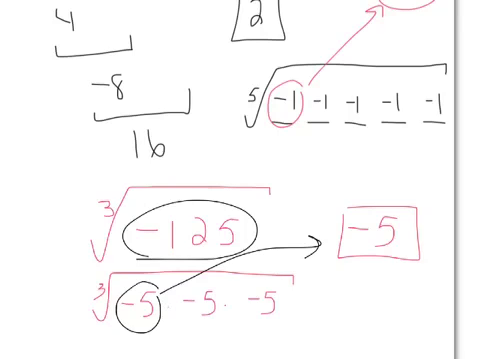So again, to generalize, if the index is even and we have a negative radicand, then there is no real solution. But if the index is odd and we have a negative radicand, there is a solution, and that solution just happens to be a negative answer, as we see right here.